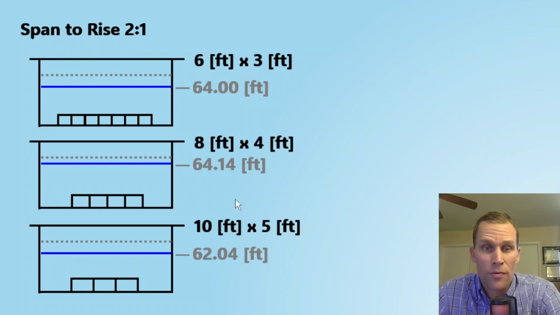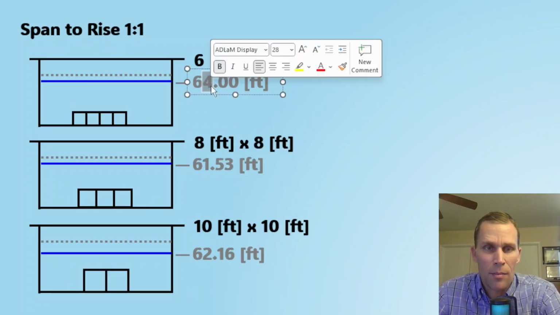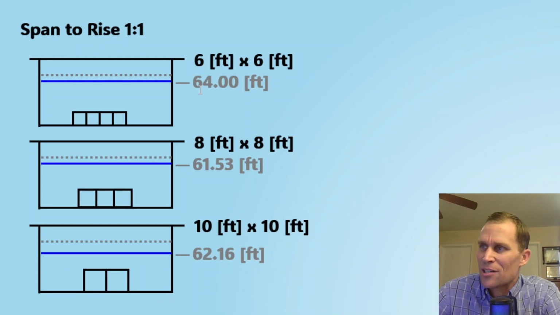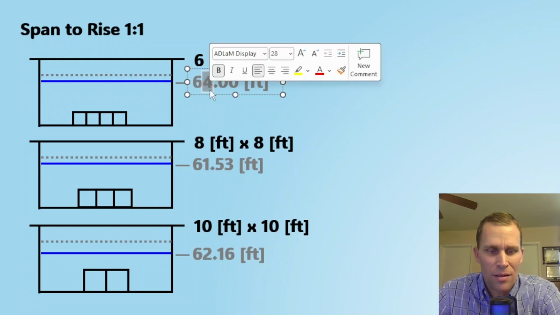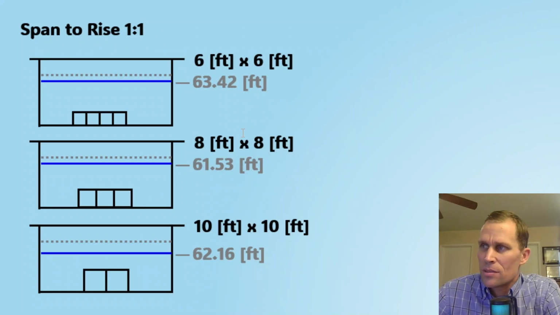So the highest water surface elevation in this analysis was the 4 barrels at 8 by 4, resulting in a water surface elevation of 64.14. Okay, going back to the previous slide, I had my numbers mixed up. The 6 by 6, that actually was 63.42. So sorry about that. Those are the results that I have. And that is it for this exercise.